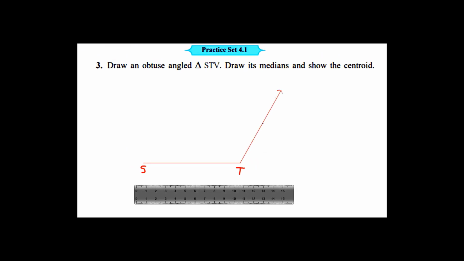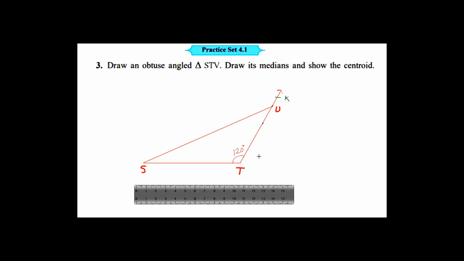This is ray TK. Take point U on the ray TK and join the points SU. This one is the required obtuse angle triangle. Measure of angle T is 120 degrees. Then, the second part of this question is to draw its median.